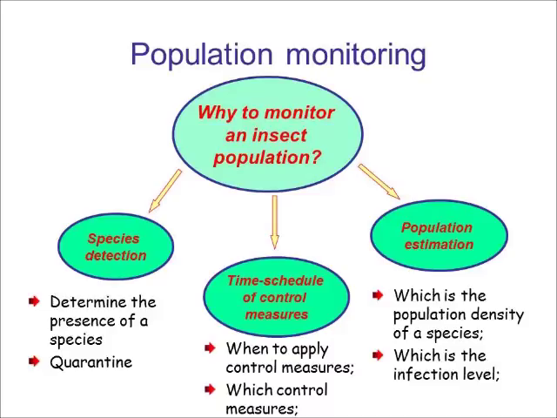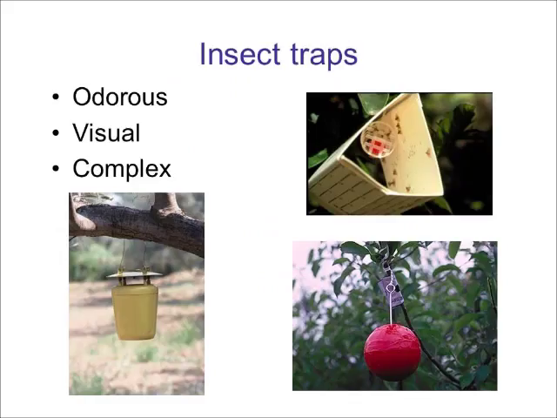Moreover, it's important to estimate the population density of an insect pest species in order to know when is the optimum timing for the application of control measures, or even more, to decide which control measures to apply. Different kinds of traps are used for population monitoring purposes: odorous, visual, or complex traps, in which insects are attracted both by color and smell.